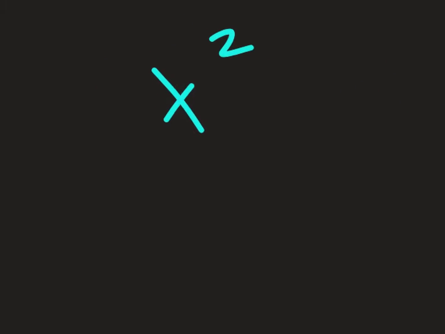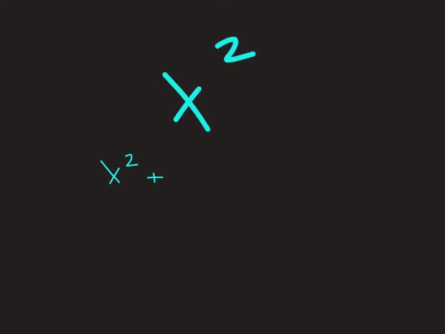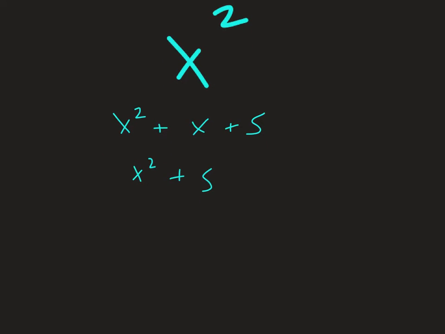So anytime I have x squared, it could be x squared or x squared plus x plus 5, or just x squared plus 5, something like this. Anytime I have an x squared term, my domain is all real numbers. Don't even have to think twice about it. Your domain's all real numbers. There's nothing that we can't plug into this x here. We have no restrictions. Domain is all real numbers.